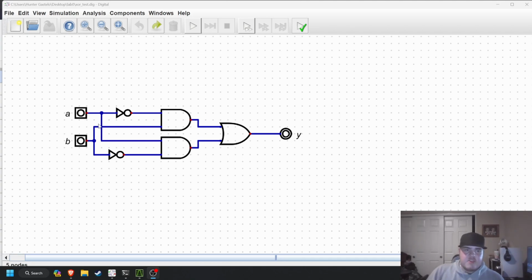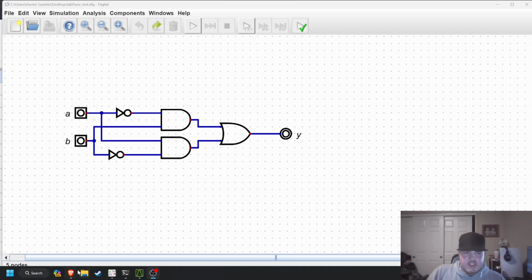A and B each have two outputs: one that flips or inverts the input given and one that keeps the actual input given. The flipped inputs of A and B each go to an AND gate, and their actual inputs go to the other one. Then the AND gates connect to the OR gate, which connects to Y.